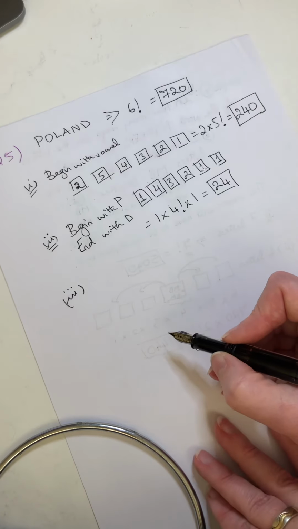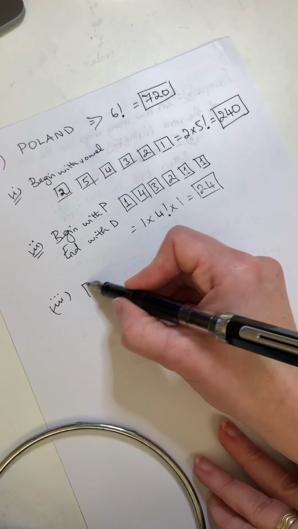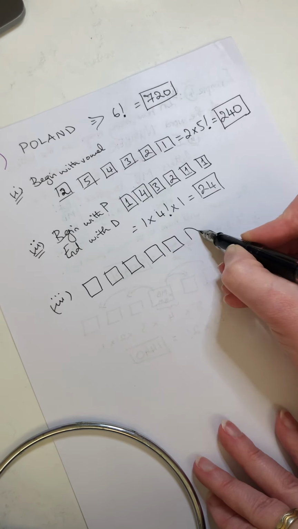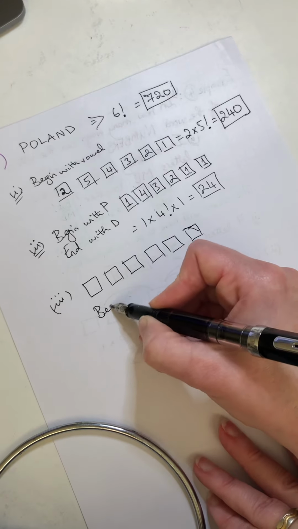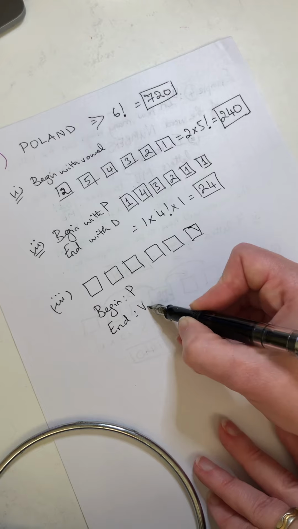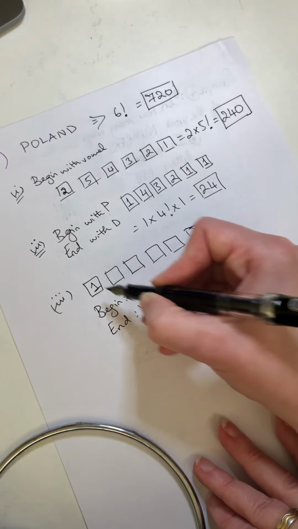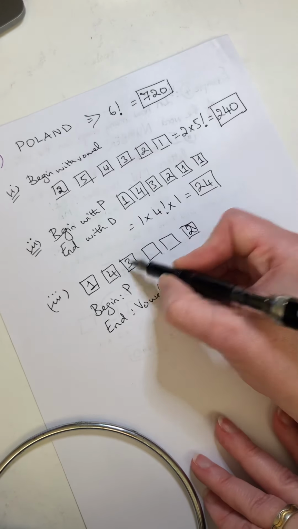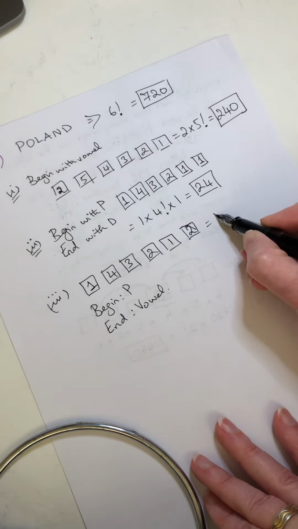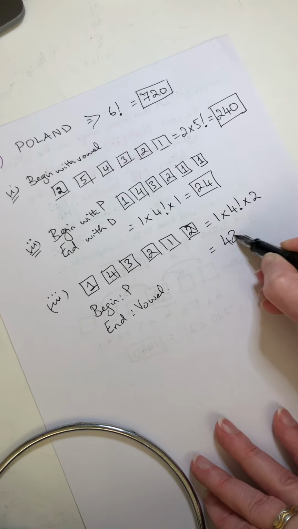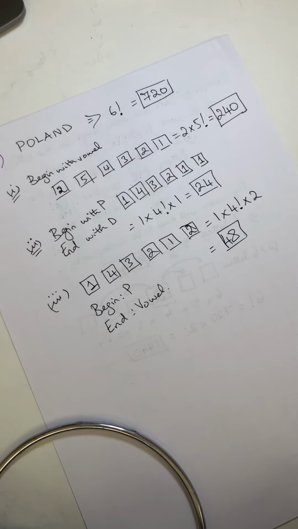And the third, how many of these arrangements begin with a P and end with a vowel? So beginning with P and ending with a vowel, meaning I have 1 choice for the first letter and 2 choices for the last letter. 4, 3, 2, 1 in between, and that's 1 times 4 factorial times 2, which gives me 48 possible arrangements that satisfy that condition.